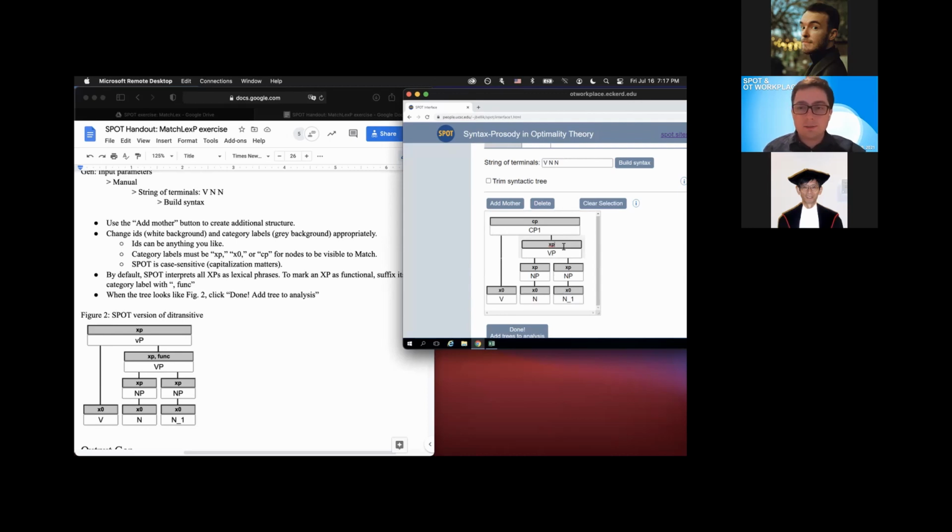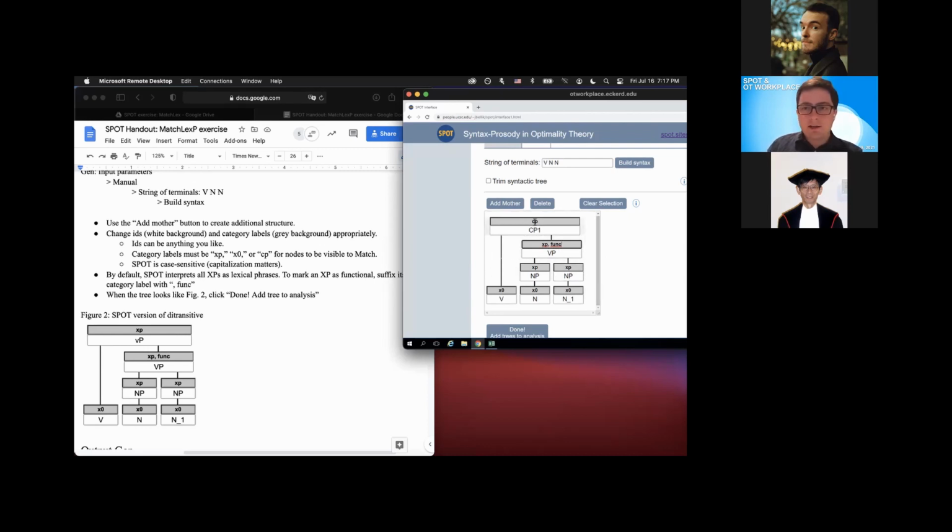And so we're going to let Spot know this is a functional phrase by adding a comma, a space, and the word func. So this is really important. This means that later on, when we tell Spot to make a match constraint that only tries to match lexical phrases, that match constraint will ignore this VP because it has this special label.